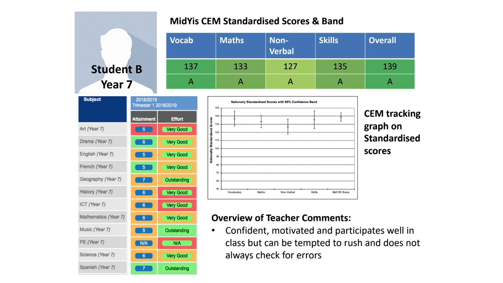Let's have a look at their attainment. Now, what do you see there? We've got some 5s, a few 7s, a few 6s, some more 5s, and their attitude is okay. But those reds there, you can see that attitude has actually dropped down over time. The overview of the teacher comments is confident, motivated, participates well, but tempted to rush and does not always check for errors. Now, with a bit of experience, I know that rushing and not always checking for errors is sometimes something that happens with kids who are very, very capable. They want to get to the end, they want to get on to the next thing.